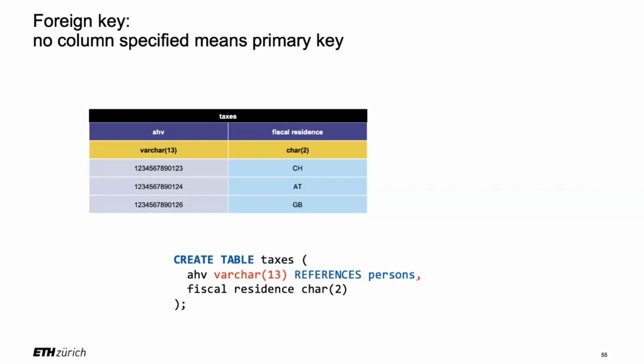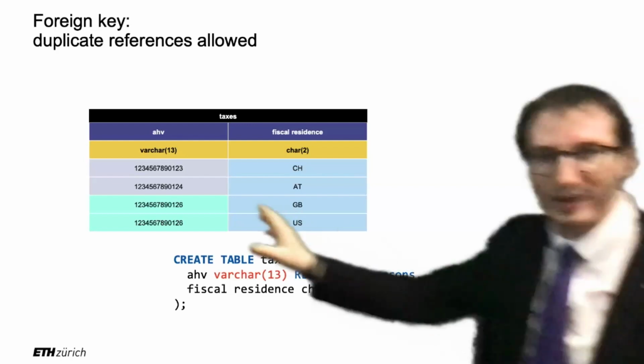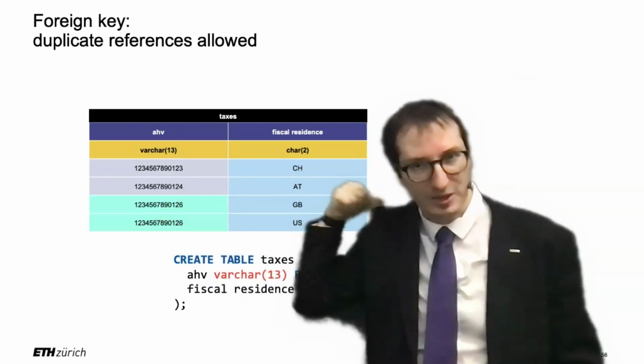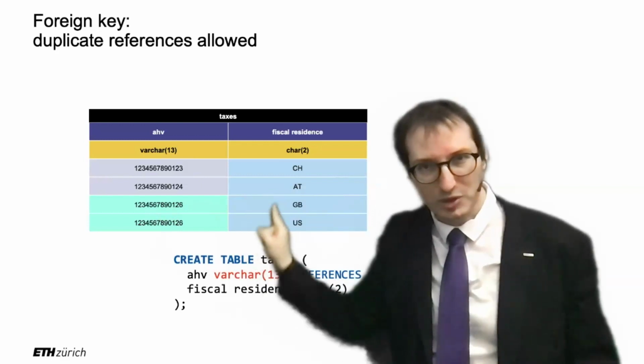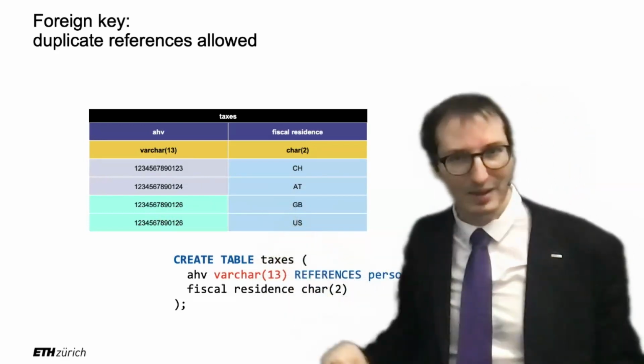The combination has to be unique then, but I think I have a slide for that too, right? For now, I'm only showing one column referencing one column, but you can also have multiple columns referencing multiple columns. That also exists. So here, that's an example of a duplicate, right? So this is the foreign key. It's totally fine to have duplicates. This is the same person that appears once in the persons table, but it's just a fiscal residence of both the UK and the US, right?